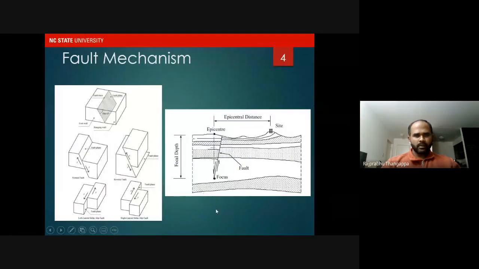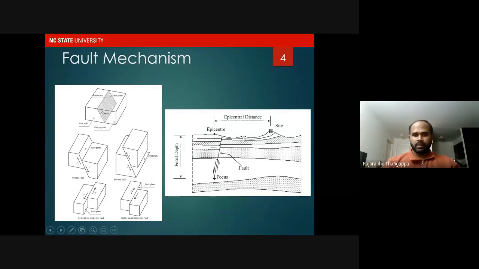Moving on, there are different fault mechanisms. As you can see, the faults move in different patterns, and they are divided into 4 different fault types, like the normal fault, the reverse fault, the lateral strike-slip fault, and so on. Based on the relative movements of the faults, they have been given different names, and based on these different movements, they generate different waves across the globe, and they have been measured appropriately.